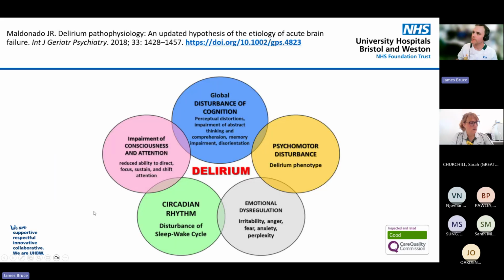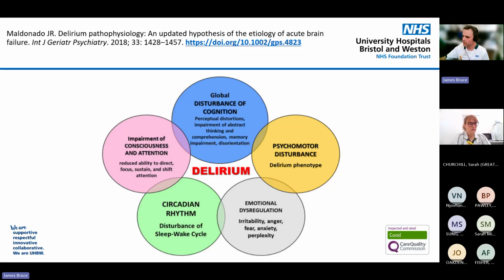I'll point out this article. It's getting old now, it's 2018, but it's a really nice overview of the pathophysiology of delirium. If you have time, have a little read of it. It breaks delirium down into five subsections. It looks at emotional dysregulation. These patients are irritable, sometimes anger comes out, lots of patients are fearful with paranoia and anxiety, and some people are perplexed. They just don't understand why you're talking about certain situations.